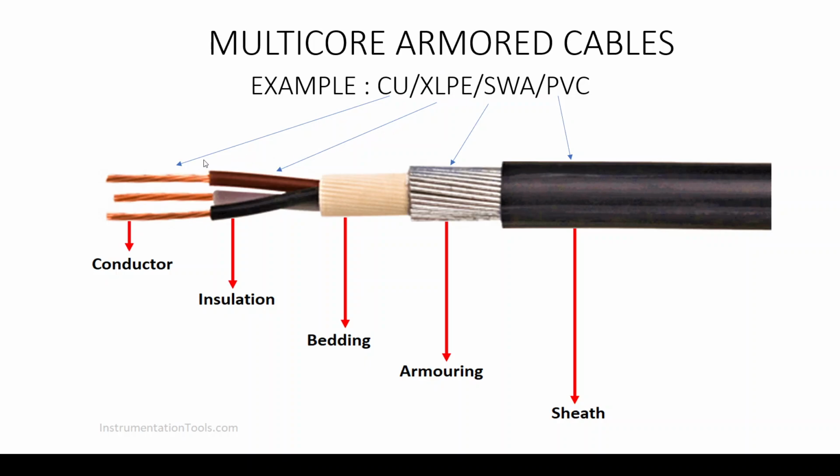So Cu/XLPE, this is the insulation type. Then you have the bedding. This is like a standard, it doesn't go through the cable description. Then you move immediately to the type of armor used. In this case, SWA, steel wire armor. You can see that the armor is laid in wire form. This can be either steel wire armor or other types, but the main type is steel wire armor.